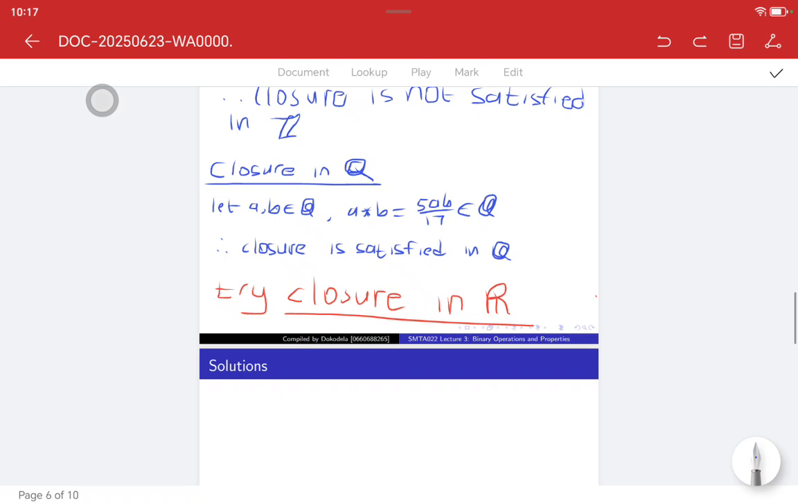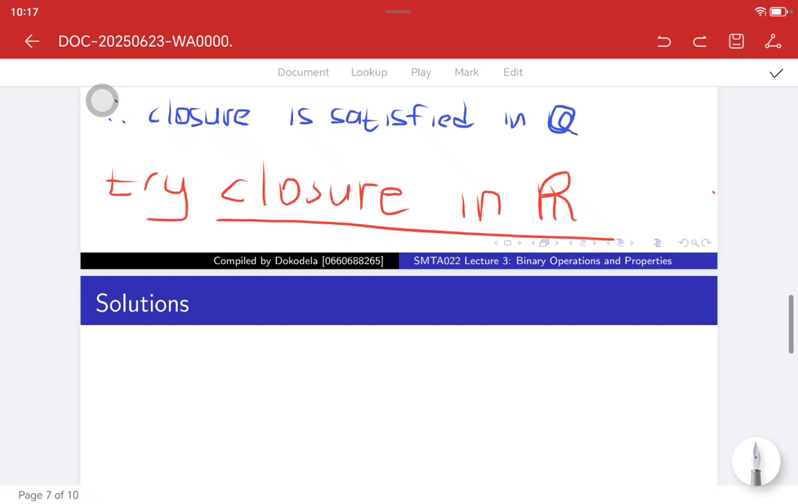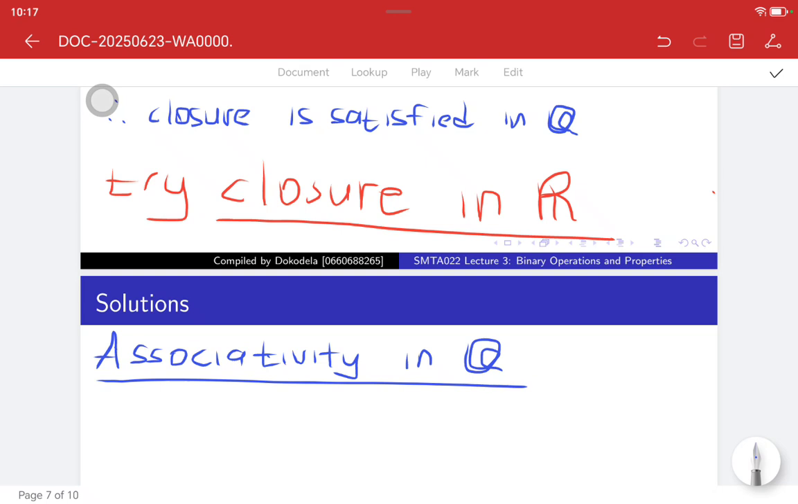Then now I check Q. I find that Q is satisfied. So since closure in Q is satisfied, I can now check the second law, which is associativity. So I can now say associativity in Q. Now I can check associativity in Q, because closure is satisfied there.